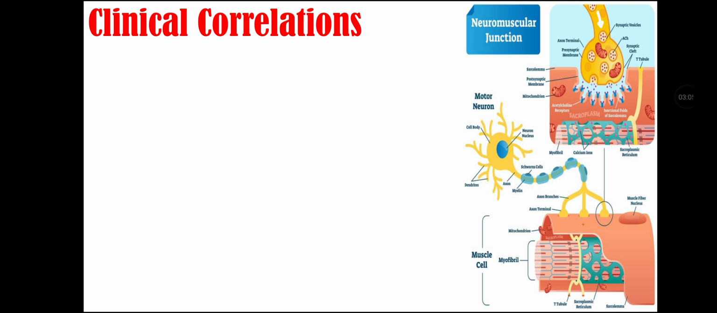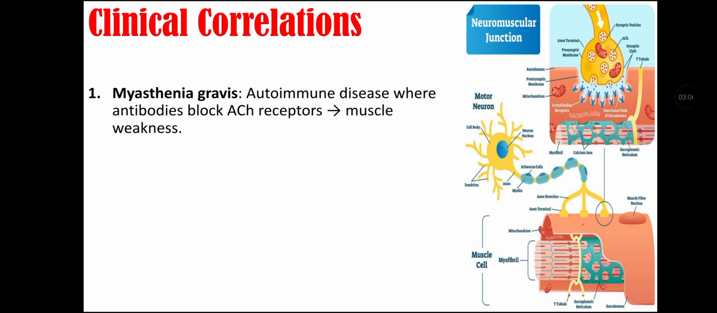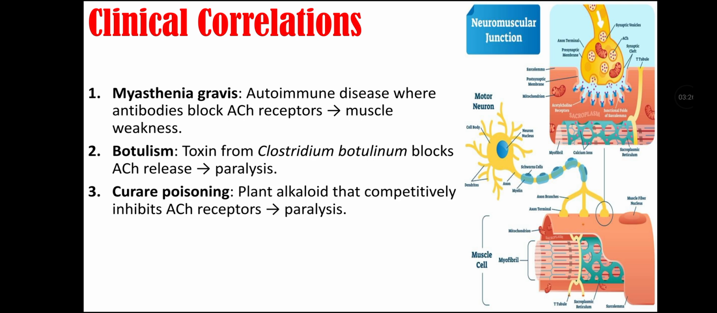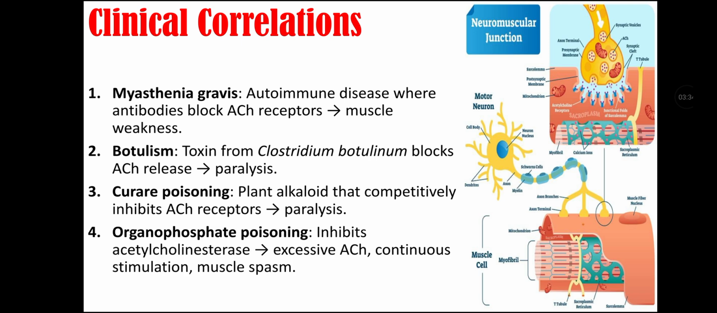Clinical correlation of the neuromuscular junction. First is myasthenia gravis, that is an autoimmune disease where antibodies block the acetylcholine receptor, causing muscle weakness. Second clinical correlation is botulism, that is a toxin from Clostridium botulinum that blocks acetylcholine release and causes paralysis. Third correlation is curare poisoning, that is plant alkaloids that competitively inhibit the acetylcholine receptor and cause paralysis.